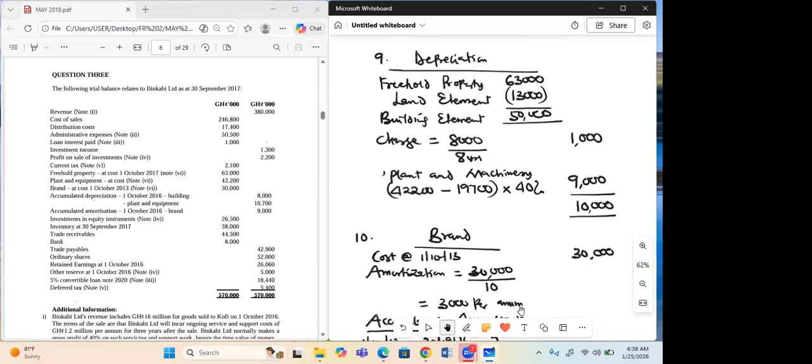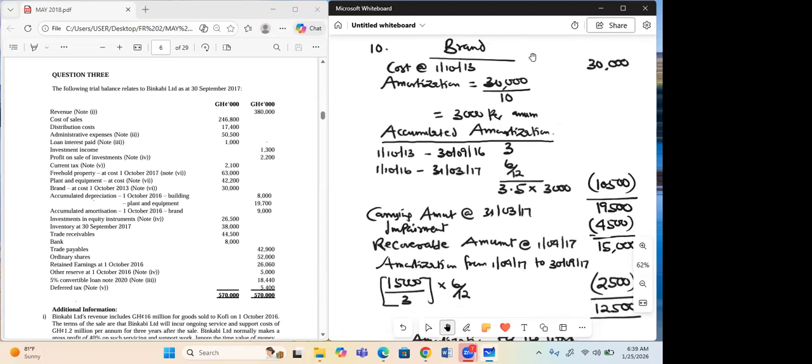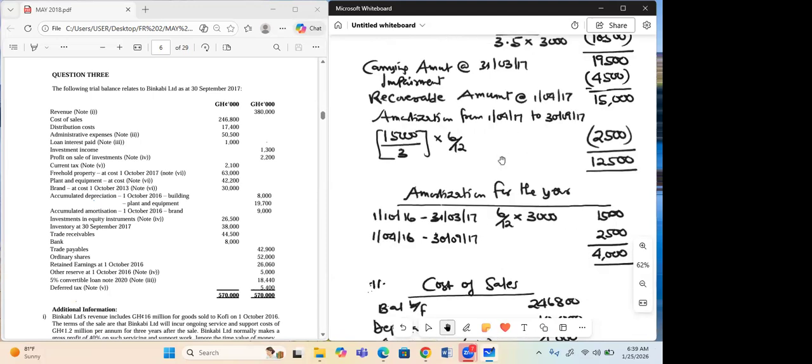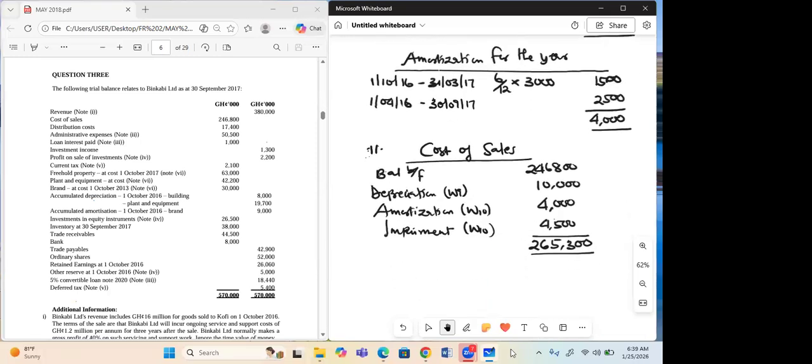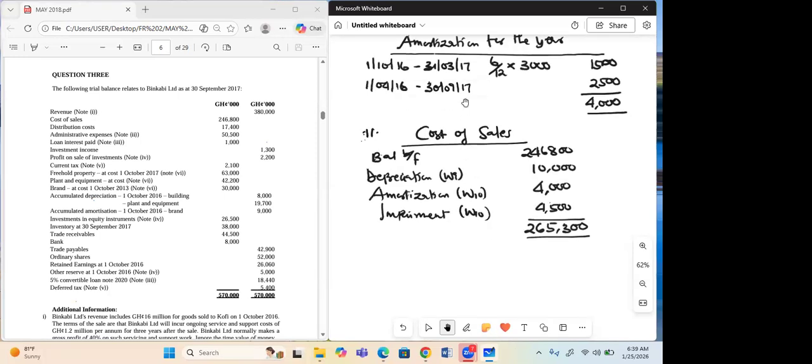Can I move? Yes. The brand. Take the brand, 10. Are we okay? Yes. Take the amortization and then the cost of sales. Take this one. Are you done? Yes. So now let's prepare the statement.